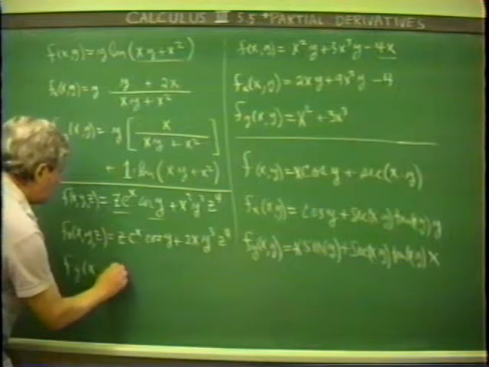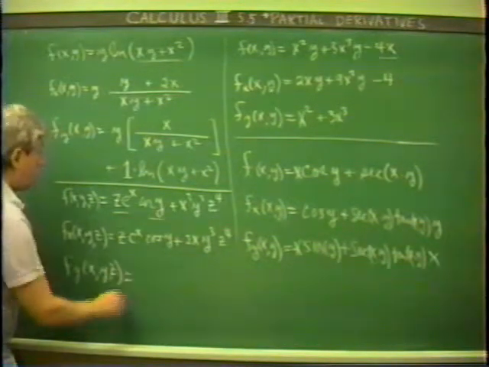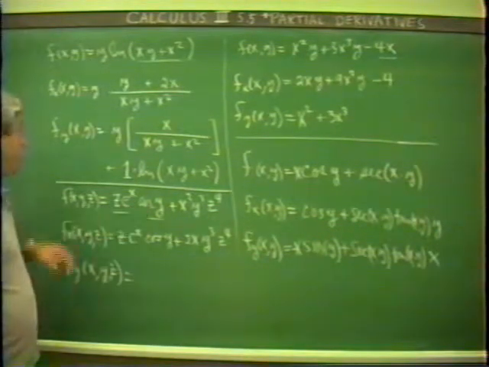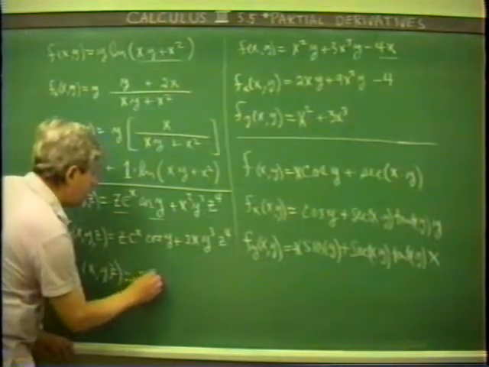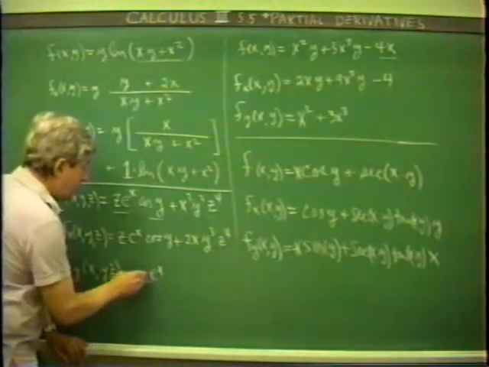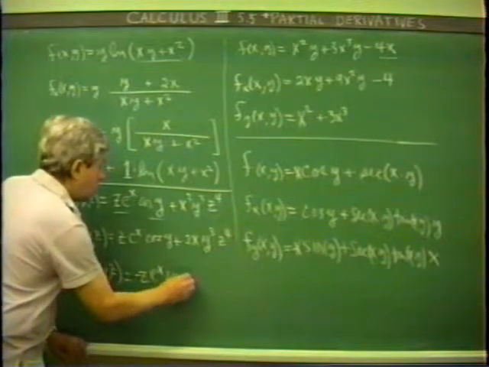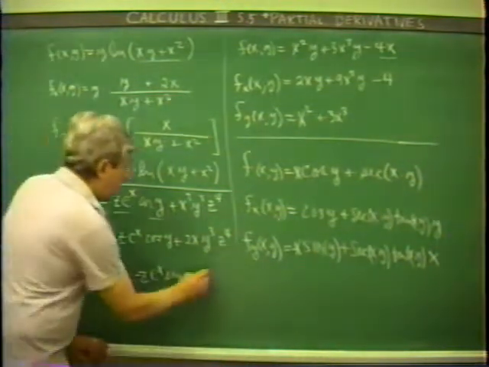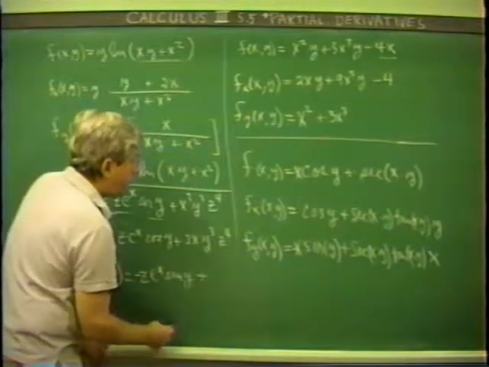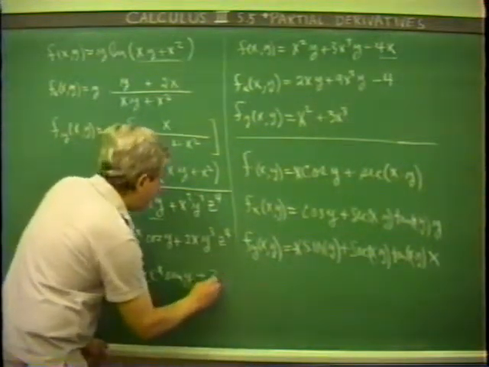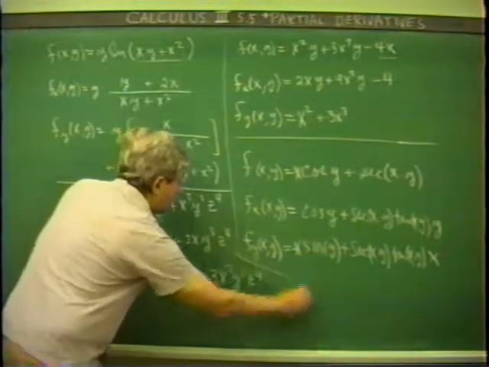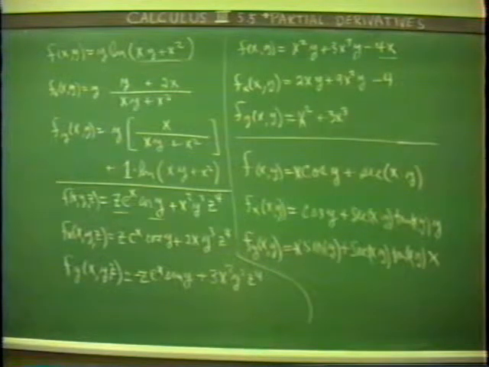The partial with respect to y at a point x, y, and z. Here we fix z and x and differentiate with respect to y. So we get z e to the x. The derivative of cosine y with respect to y is going to be minus sine y. Plus x squared z to the 4th, the derivative of y cubed is going to be 3y squared. So we have 3x squared y squared z to the 4th.